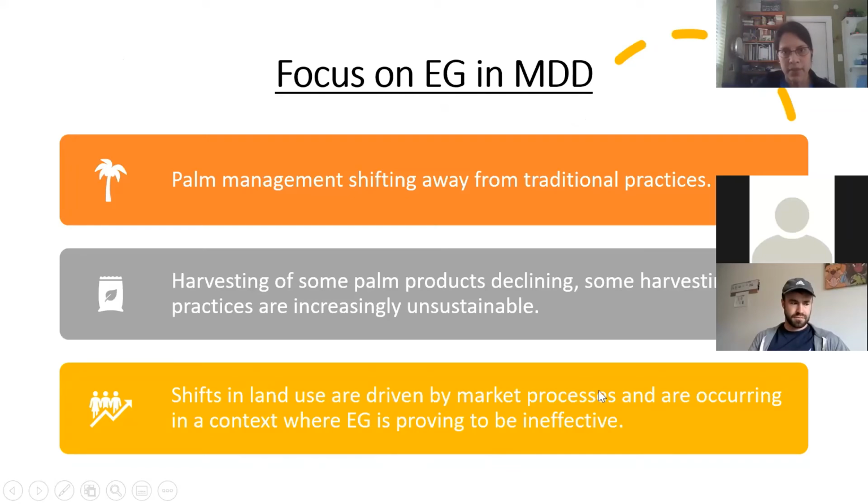And so to start, because I think I just have a few minutes left, to focus on environmental governance in this region, as I mentioned, palm management is shifting away from traditional practices, because in the past, palms were widely used by indigenous communities. We usually use them in a traditional way, but because of development, these practices have been lost. And so the harvesting of some of these palm products is declining, and some harvesting practices are increasingly unsustainable. These shifts in land use are driven by market processes and are occurring in a context where environmental governance is proving to be ineffective.